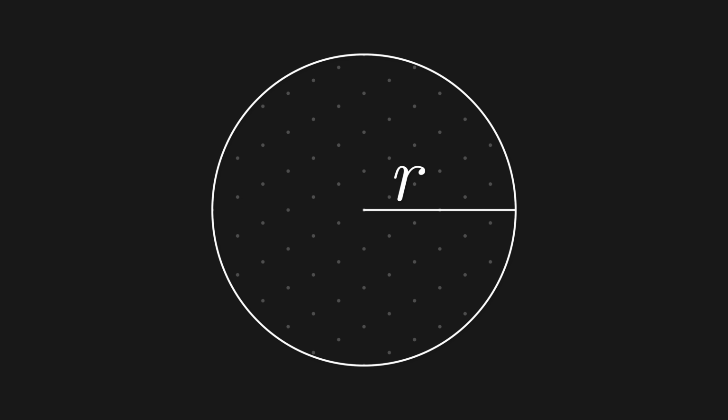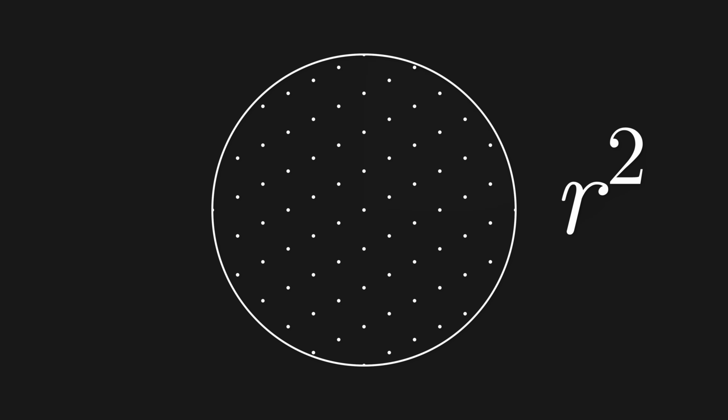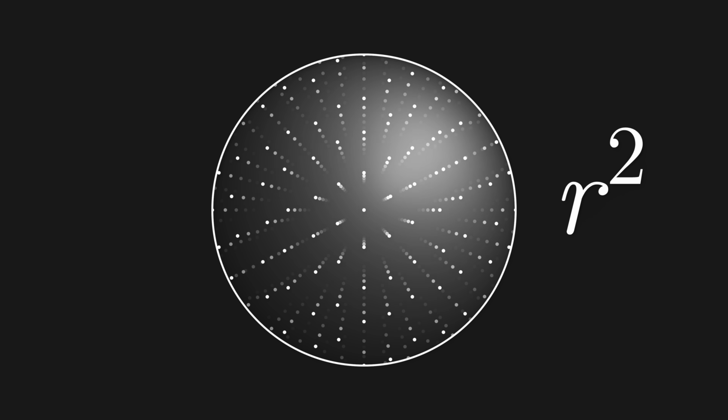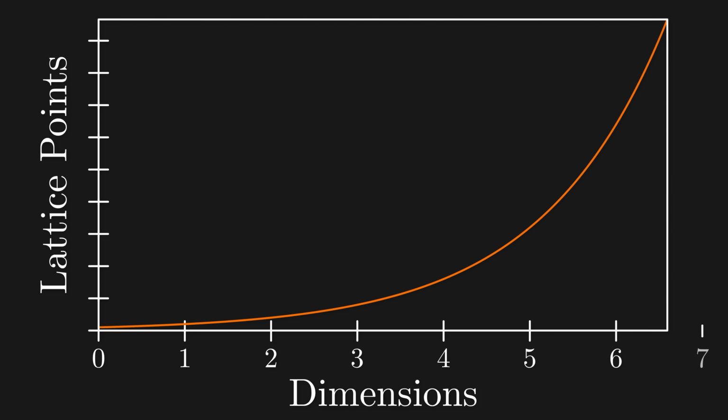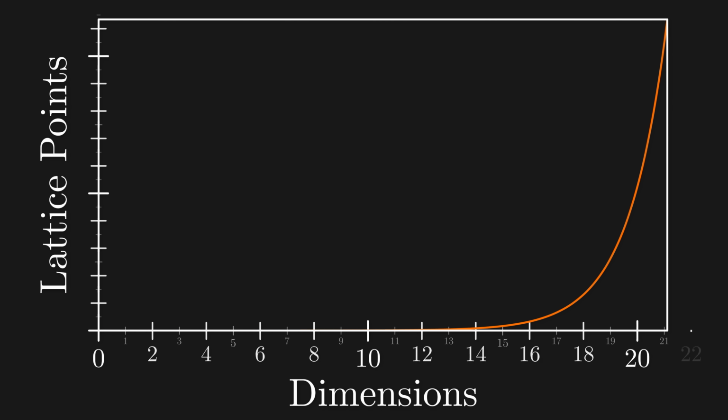Let's take a circle of radius r in two dimensions. The number of lattice points inside the circle is proportional to r squared. Add a third dimension, and the number of points in the sphere is proportional to r cubed. So just watch how the number of lattice points grows as we increase the number of dimensions.